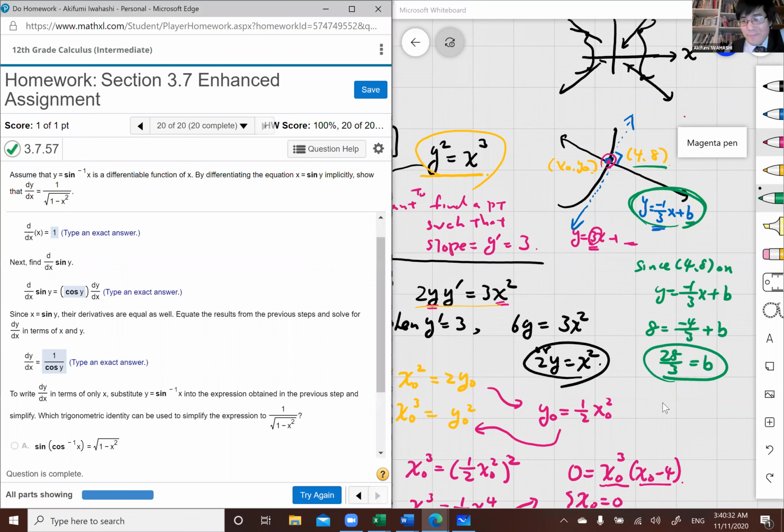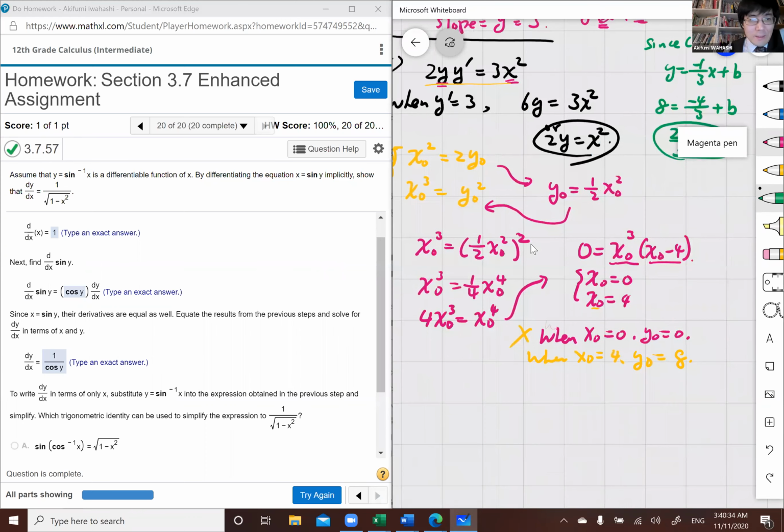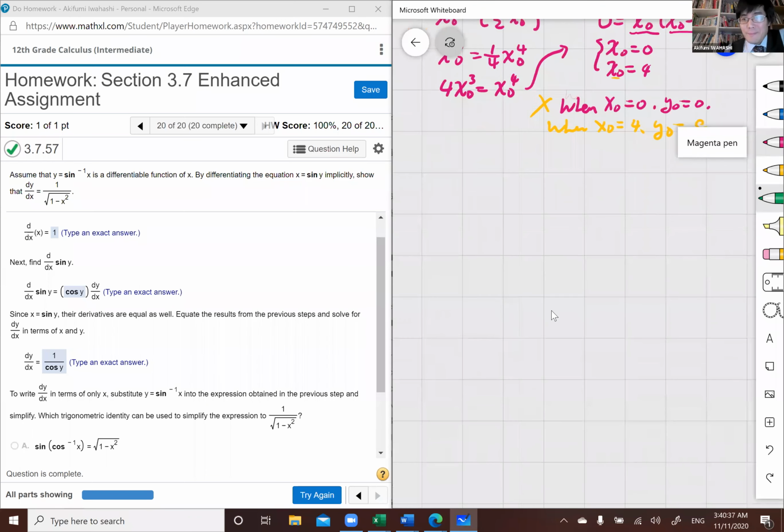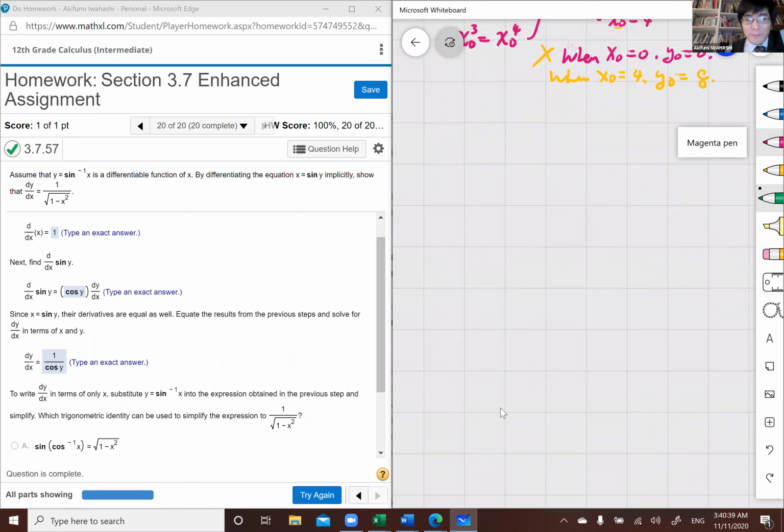Okay, last one. The last one is number 20. I should finish it in less than 4 minutes. This is related to next section's question, which is about the inverse trig functions. So we are interested to find the derivative of the inverse sine function.